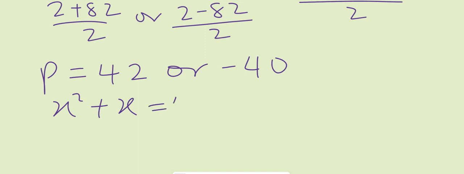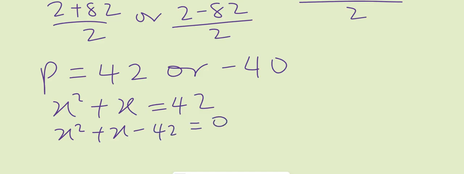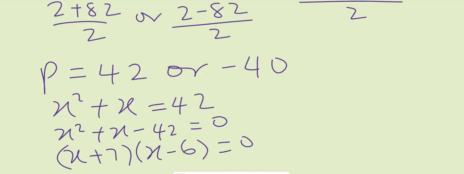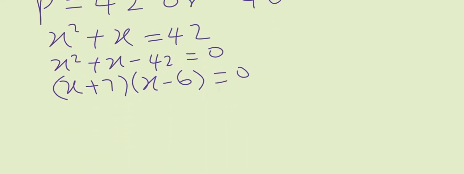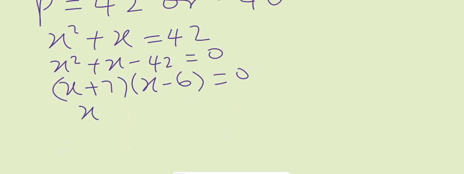This is equal to x squared plus x minus 42 equal 0. So I have x plus 7, x minus 6 in order to factorize this. So I have x equal negative 7 or positive 6. I have two values of x.